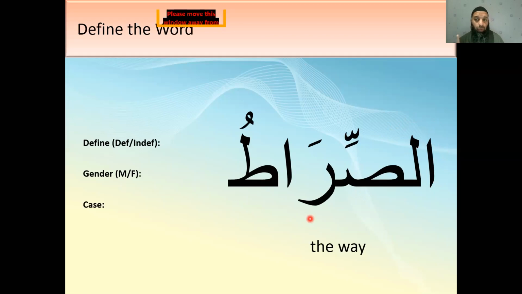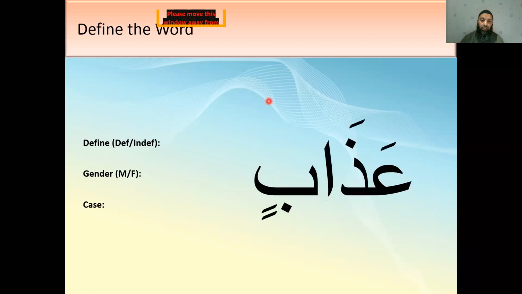So it won't be our way. It will be the way. The way. Is it definite, indefinite? Definite. Excellent. Is it masculine or feminine? Masculine. Okay. And what's the case? Marfu. Marfu, because it's ending in a dhamma. It's ending in a pesh, so it is marfu. Remember, these are all singular words. We'll learn plural patterns later.